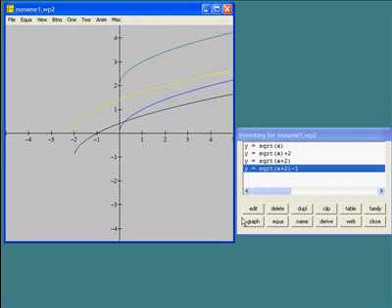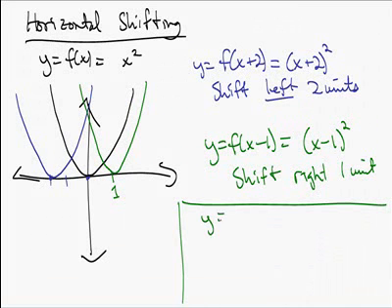Alright, so that's what those look like. And that's how we can visually see graphically the horizontal and vertical shifting. And just so we can see, we have different notation to put it into the computer. Here was our notation here. y equals the square root of x was our first function. Then we did y equals the square root of x plus 2, which shifted it 2 units to the left.